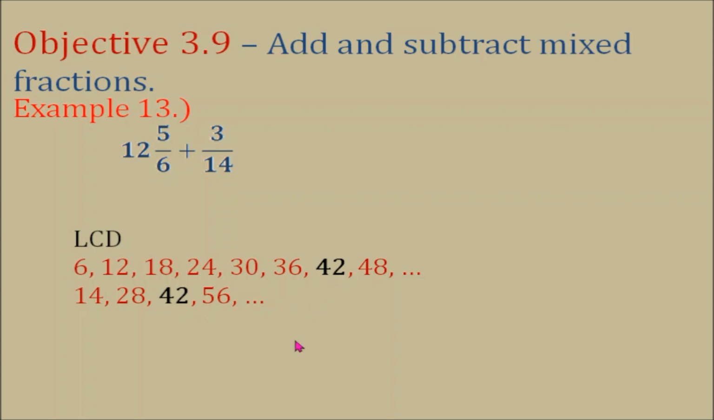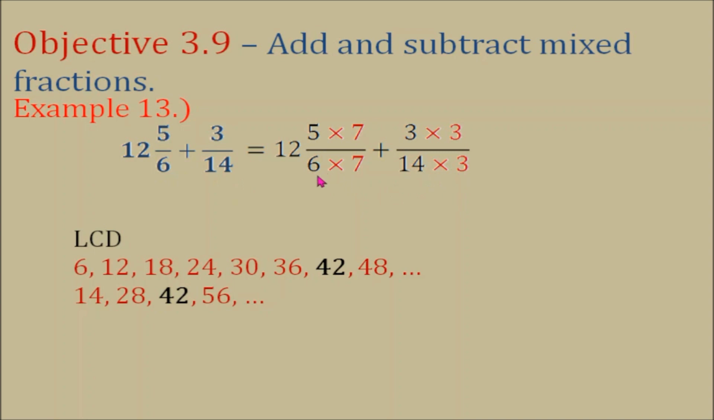So the least common number that we can see here is 42. So this is the LCD. Now let's make this 6 into 42 and also this 14 into 42. How do we do that? We multiply 6 by 7 and we multiply 14 by 3.